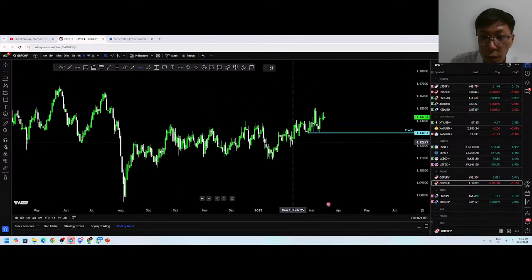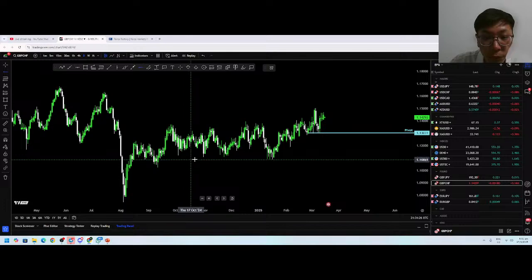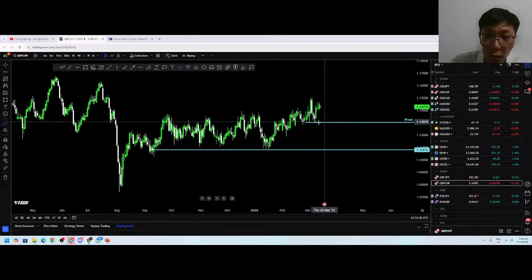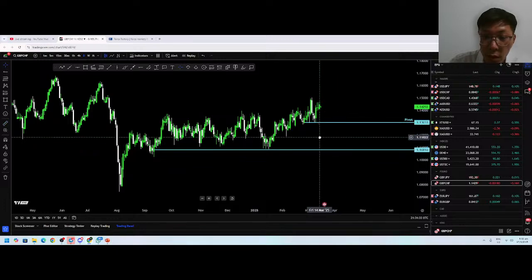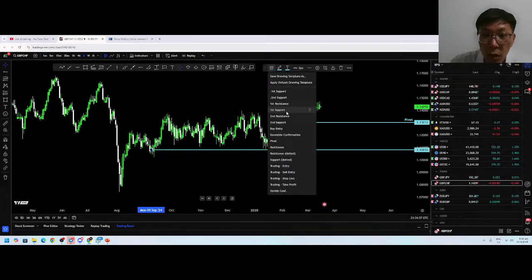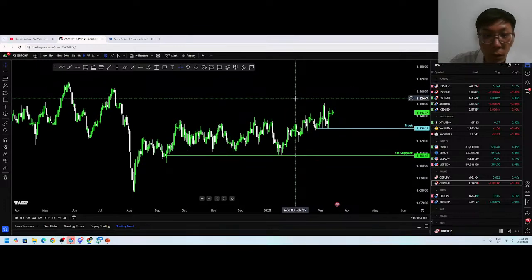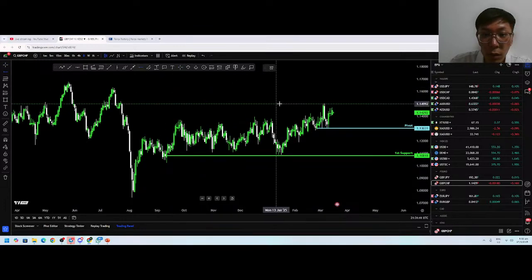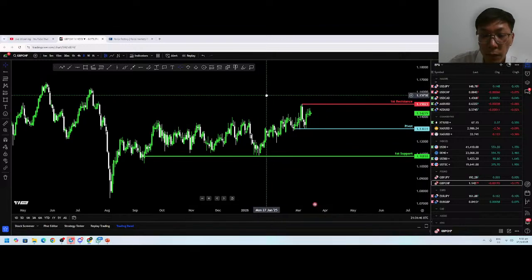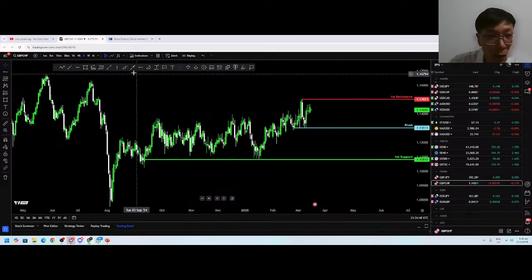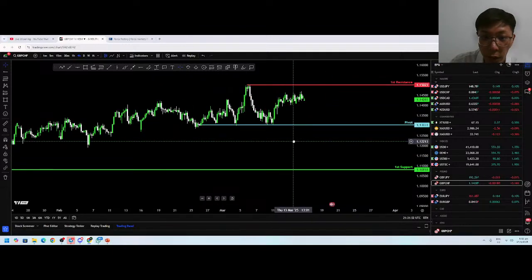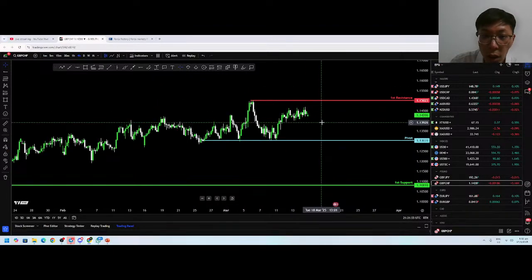Wow, this is such a strong level. But I believe this is okay for support, and then we have our resistance level over here. So let's see. For GBP CHF, let's go to H4. I think we might be able to find an H4 entry.